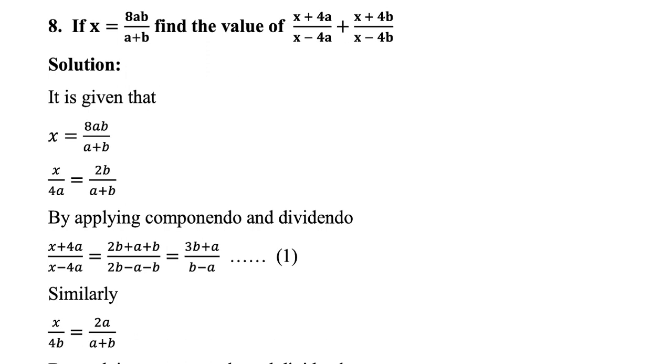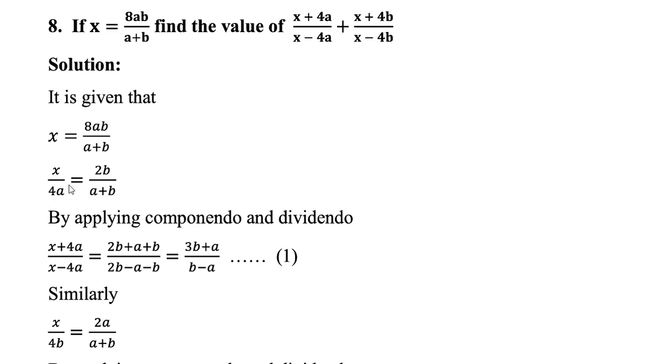Come to the next problem. x = 8ab/(a + b). So find the value of (x + 4a)/(x - 4a) + (x + 4b)/(x - 4b). So how to solve? First write x = 8ab/(a + b) as it is given over there in the question.